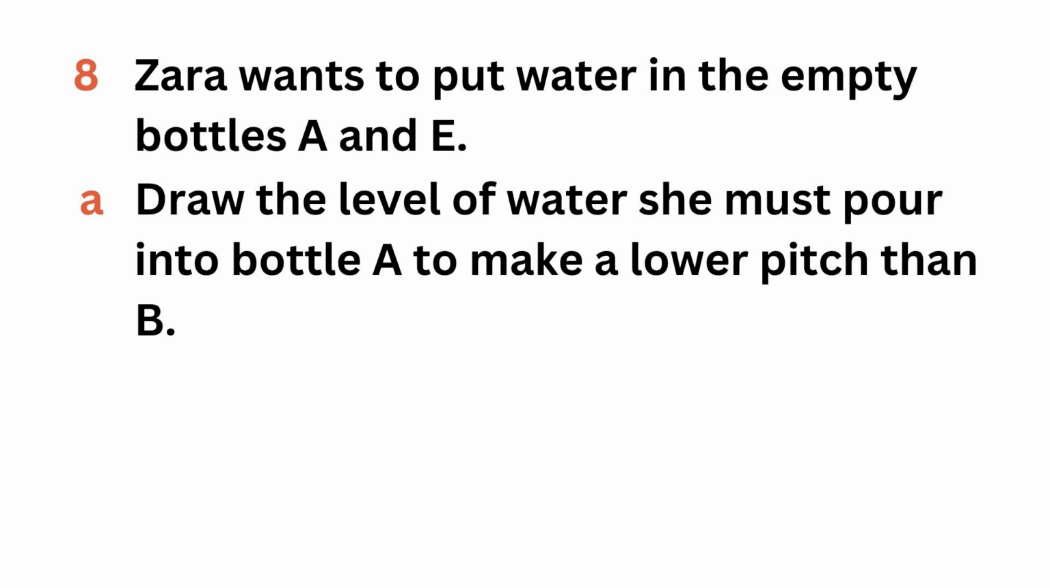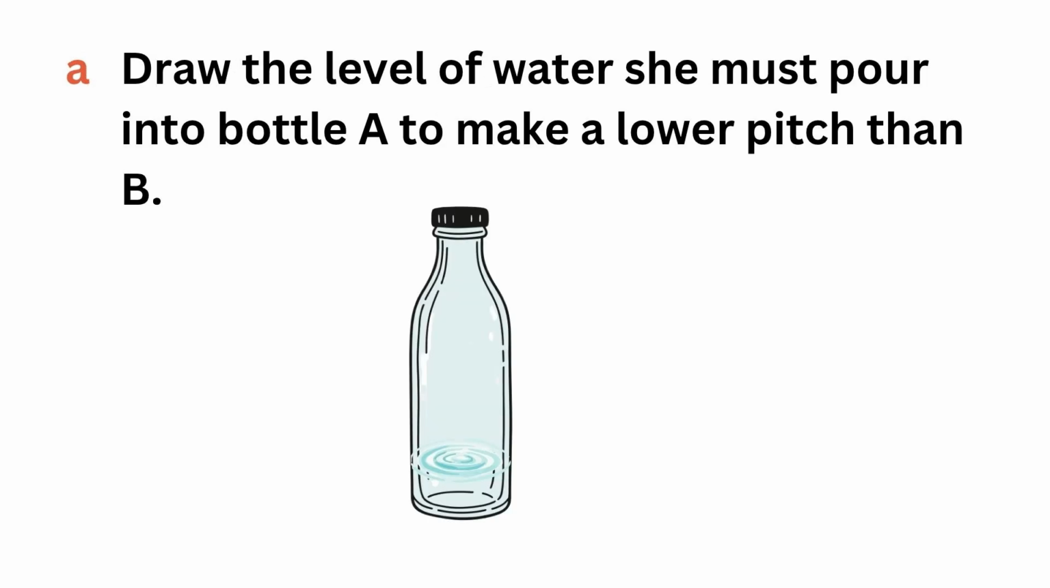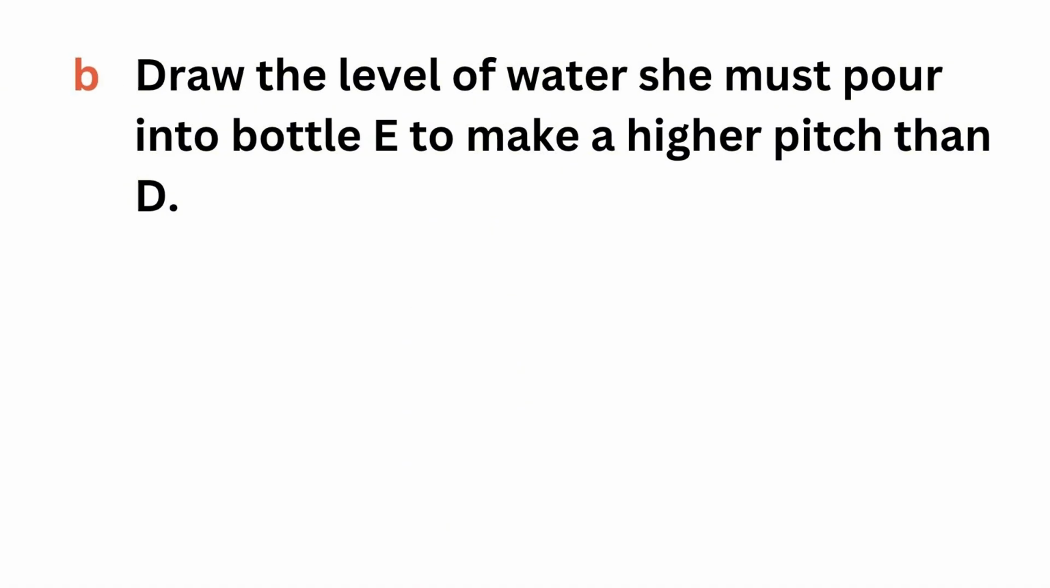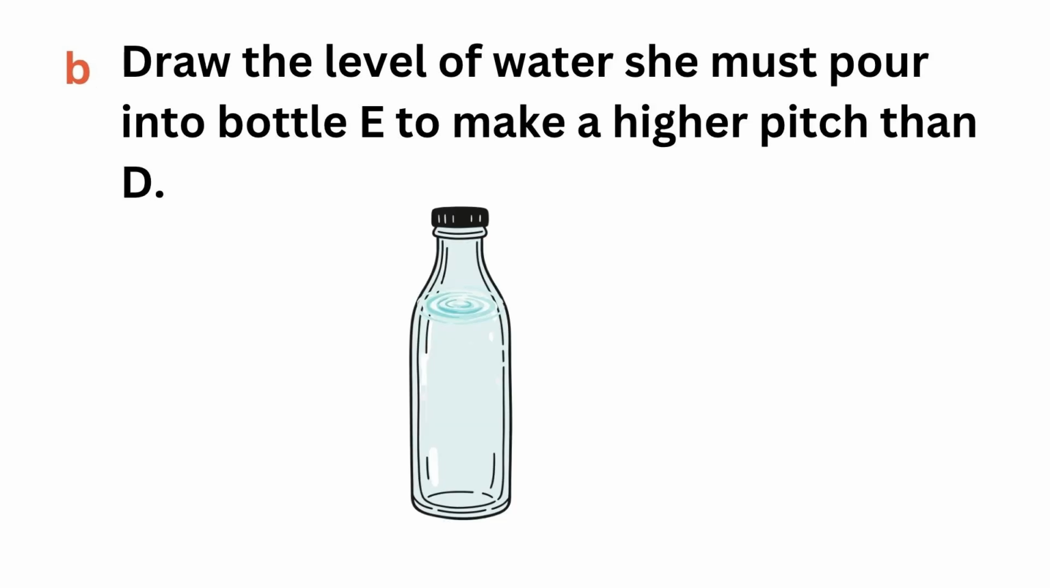Question number 8. Sarah wants to put water in the empty bottles A and E. A. Show the level of water she must pour into bottle A to make a lower pitch than B. So this is a picture of the bottle we draw. Question B. Draw the level of water she must pour into bottle E to make a higher pitch than D. So this is a bottle of water we must draw.